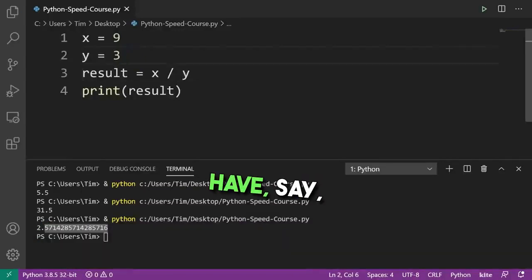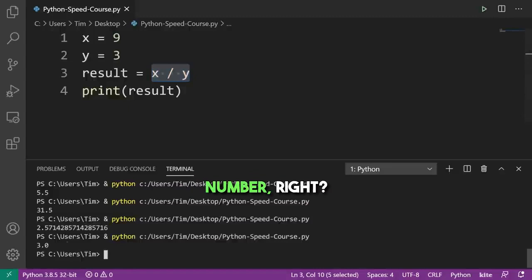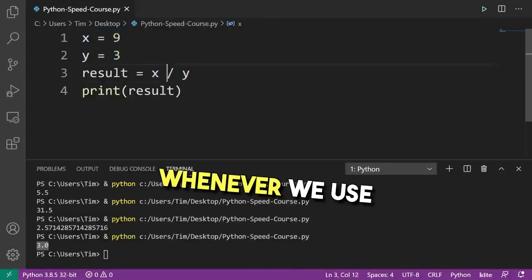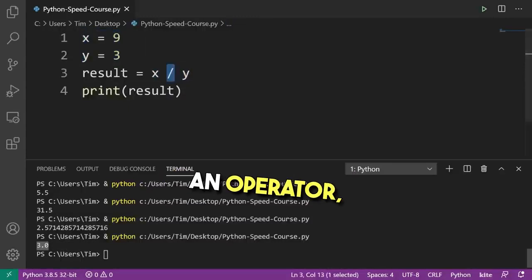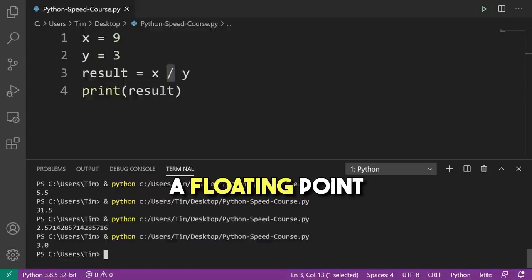If I actually have, say, 9 over 3, of course, you know that that answer is 3, and that is a whole number, right? The reason for that is because whenever we use the division operator, it returns a float because it does not know if it's going to need to represent a floating point or it's going to have to represent some level of precision.